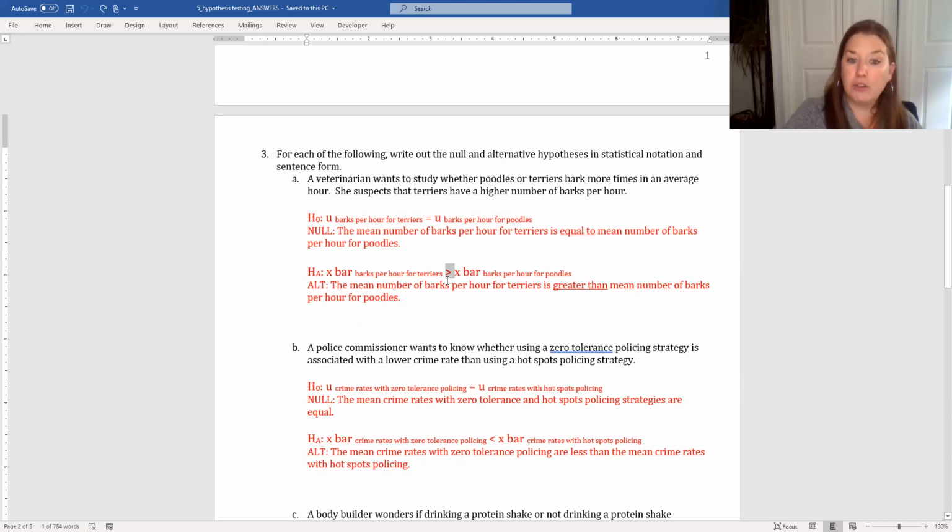And so how do you know what this is? This comes from the way the research question is worded. If instead this didn't have this last sentence at all and just had this first sentence that says she wants to study whether poodles or terriers bark more times, this would then just be a does not equal. This would be the equal sign with the line through it, a does not equal.